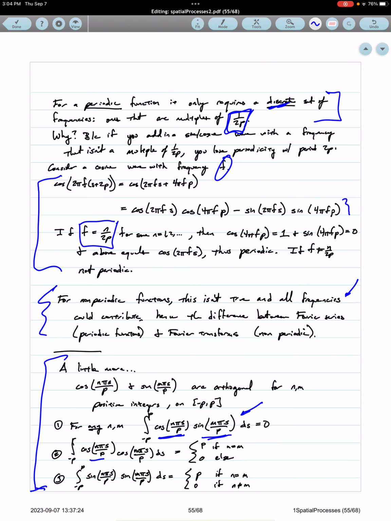If I take cosine times cosine and n does not equal m, I get 0, but if n equals m, this is equal to p. And so what we really have is this nice orthogonal basis where our basis functions don't interact with one another. They're orthogonal in this sense.